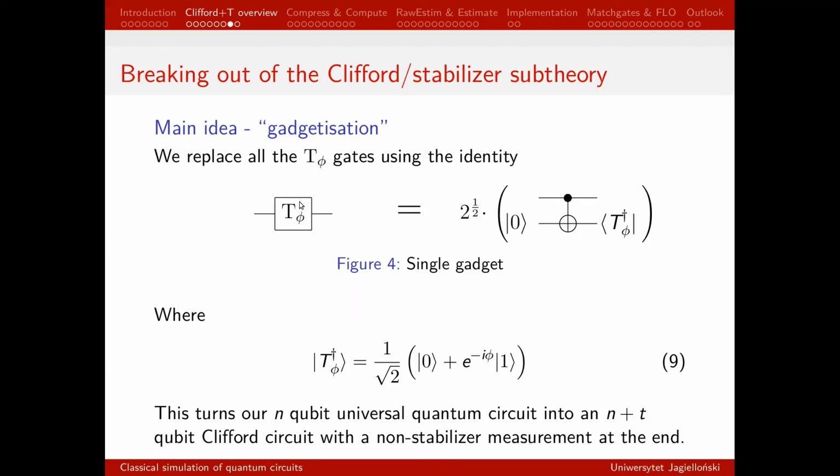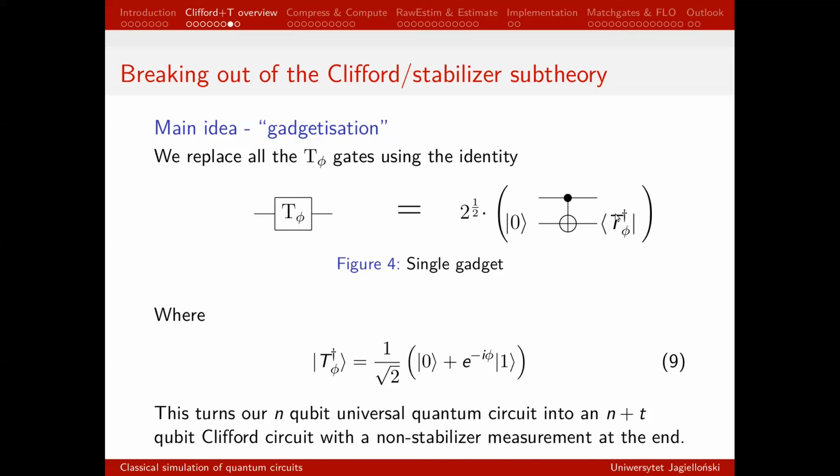And then in order that we can actually do useful things on a classical computer, we take away the T phis and replace them with these little gadgets. So you'll note that everything in this gadget is either a Clifford gate or a stabilizer state, apart from this measurement, this projector I do at the end. This guy here is a non-stabilizer state.